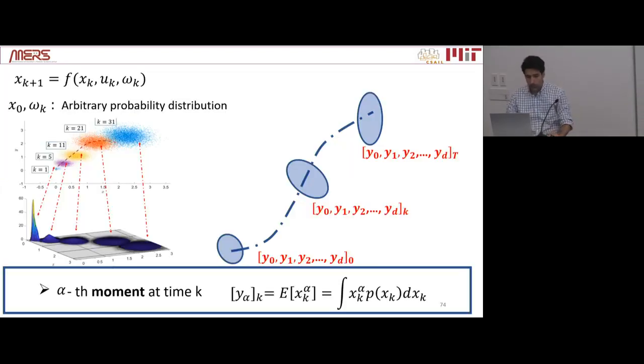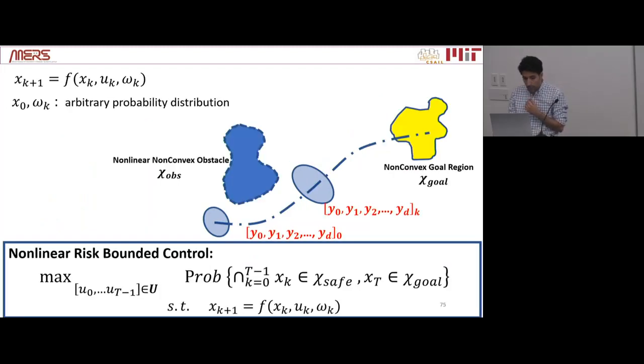So, in summary, we are given nonlinear dynamics. I don't want to linearize it. We are given arbitrary distributions. I don't want to assume that they are Gaussian. And we are given non-convex obstacles and a non-convex goal region. I don't want to approximate them with convex regions. So the goal is to find a controller. Here, this controller could be both open loop and closed loop. I want to find these controllers to maximize the probability of success.